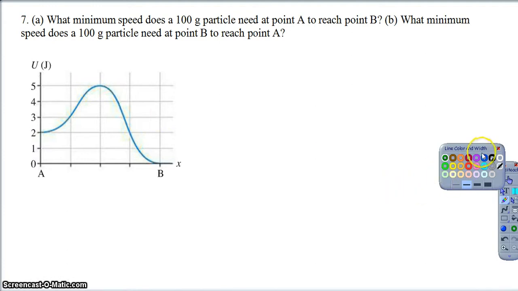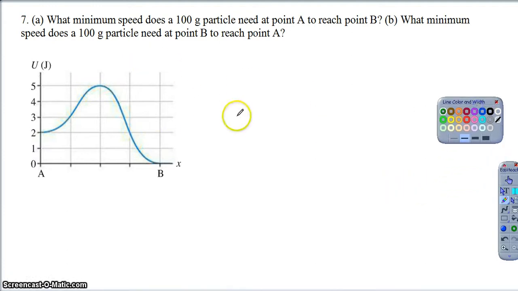Question 7 here is a very similar question to question 6. However, it does have us go the other direction. What minimum speed does a 100 gram particle, so 0.100 kilograms, need at point A to reach point B? Well, if it's starting here, in order for this particle at point A to reach point B, according to this curve, it has to have at least 5 joules of total energy. Because in order to go up and convert to 5 joules of potential energy, it would have to have at least 3 joules of kinetic energy that it could convert to potential energy.